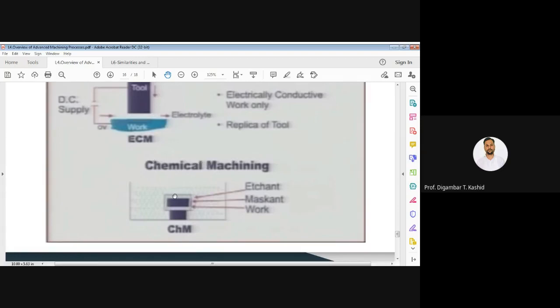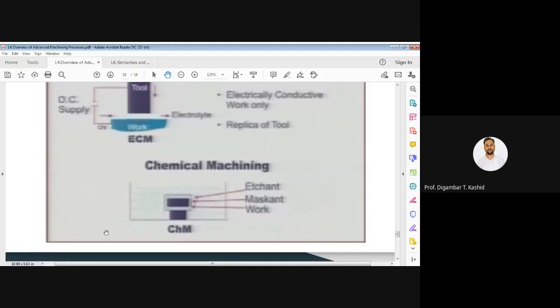You can see here, etchant is there, workpiece is there. On the top surface of the workpiece we have the etchant. That means from the top surface of the workpiece we have to remove the material, and from the outside part of our workpiece we do not want to remove material, so I have provided masker on that. So etchant and masker.